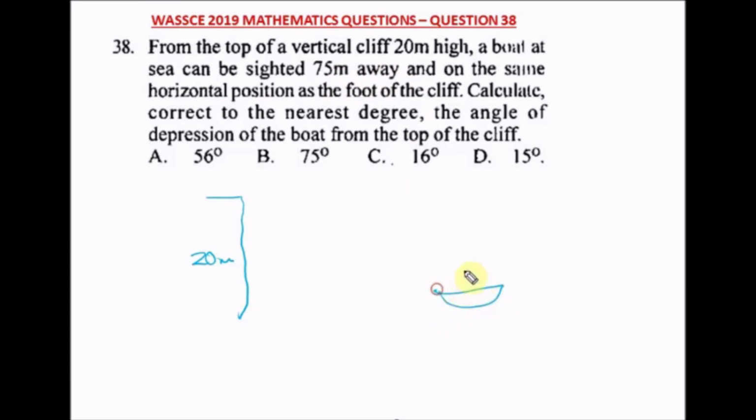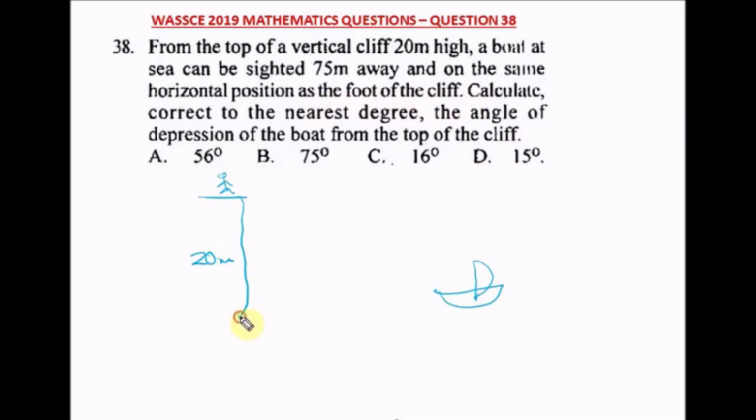Okay, this is a boat. Let's say our sail is backward. A boat can be sighted 75 meters away on the same horizontal position as the foot of the cliff. Okay, so from the top of the cliff, let's say someone is here. The cliff is 20 meters high. A boat can be sighted 75 meters away and on the same horizontal position as the foot of the cliff.